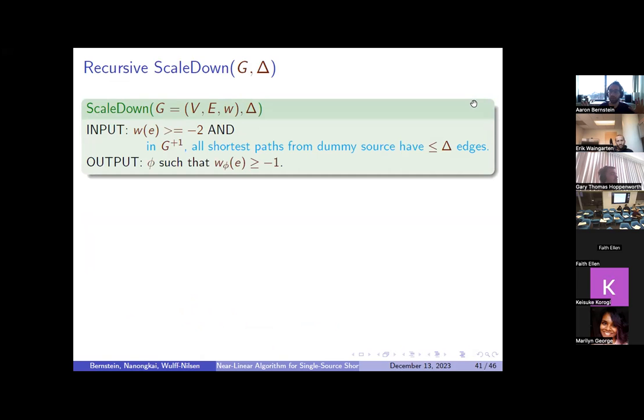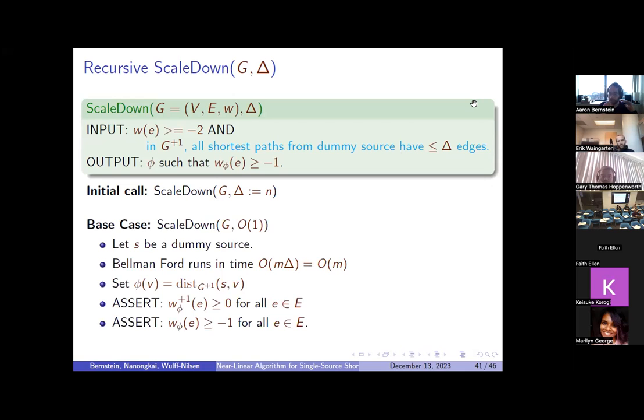You start with a graph where all the edges are bigger than -2, and you want to find a price function such that all the edges become bigger than -1. But you also have the promise that in your input, all your shortest paths in G+1 have at most delta edges. So basically, when we first call this subroutine, we're going to call it with delta equals n, because clearly every path contains at most n edges.